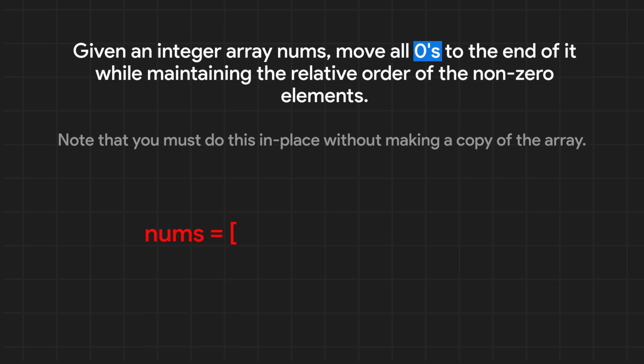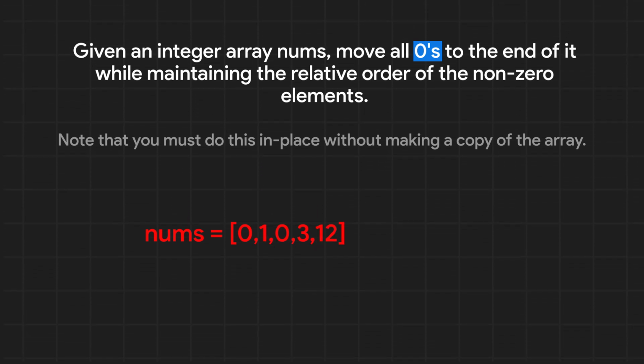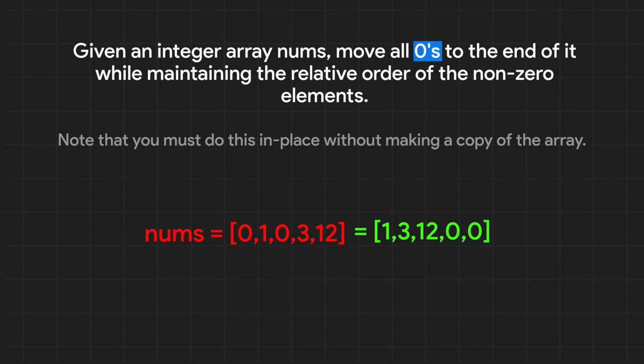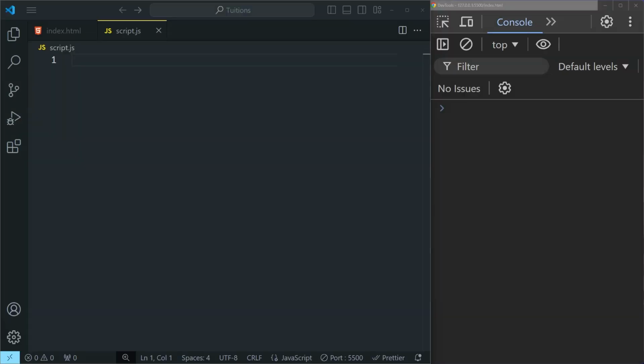So suppose we have an array, then we have to filter zeros and shift all the zeros to the end of the array without changing the array size and the relative order of non-zero elements. So it means on the 0 index, we need to have 1. On the second index, we need to have 3. On the third index, we need to have 12. And at the end of the array, we need to have 0 elements. So this is what the output should look like. Let's see how we can do this.